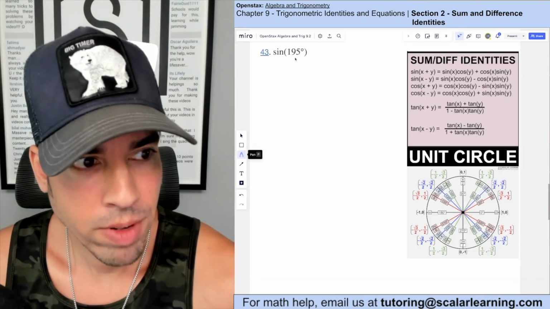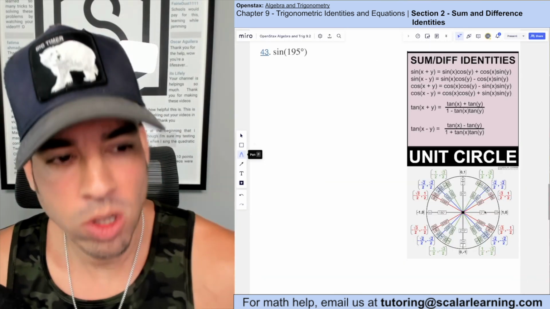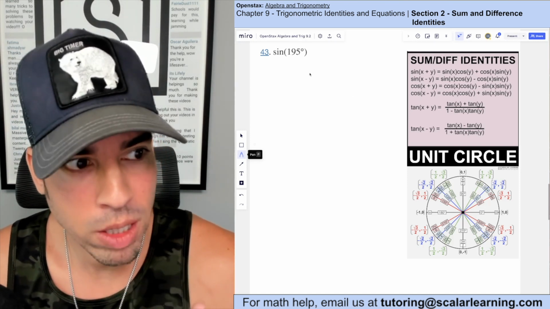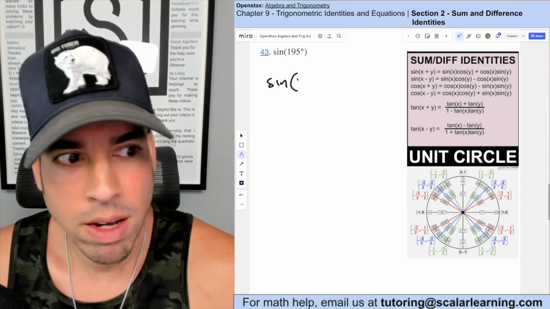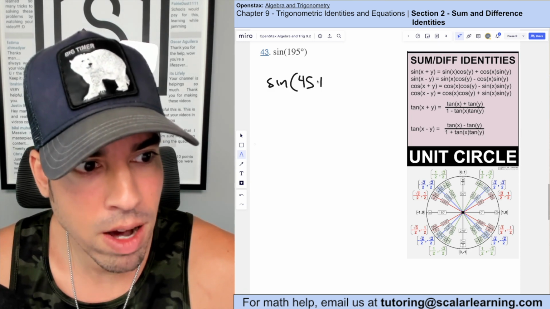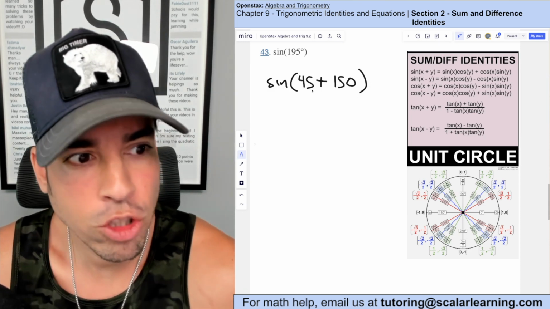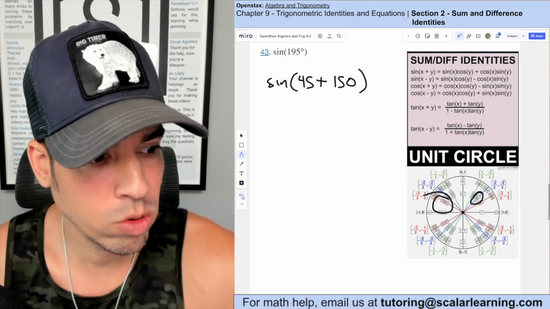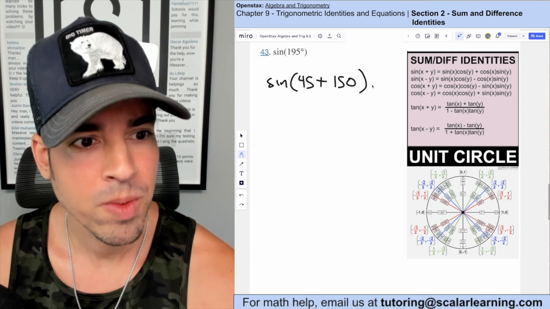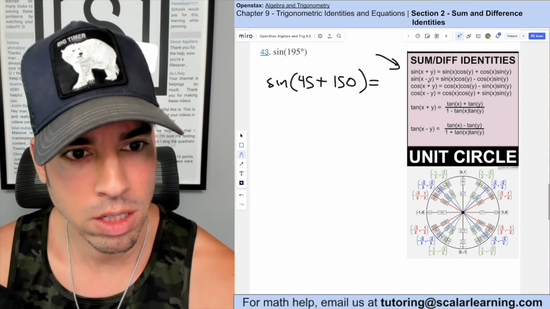So for this one, we're meant to find sine of 195. Of course, that's not on the unit circle, but we can use a sum formula because sine of 195 is the same as sine of 45 plus 150. So why did I choose both of these values? Because 45 is here and 150 is here. I'm choosing values that are on the unit circle. So now let's rewrite it using this formula.